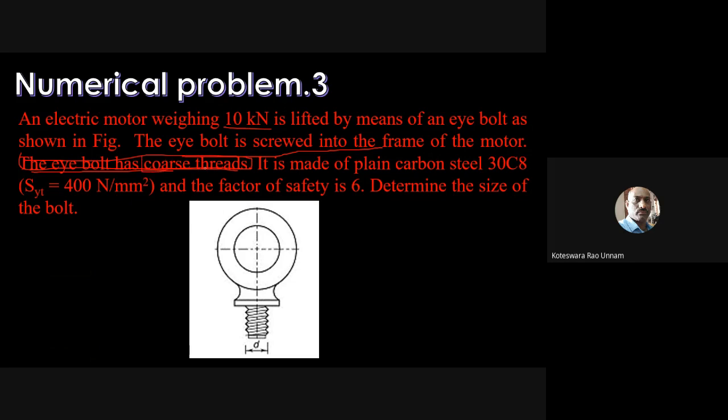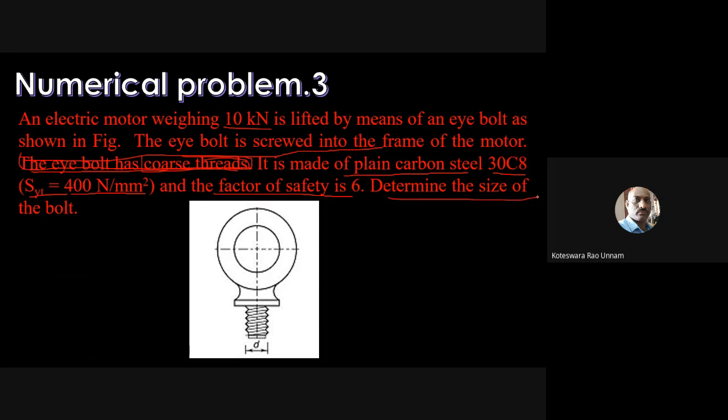This is an important point you need to remember. It is made of plain carbon steel 30C8, which has a yield strength of 400 Newton per mm square. And the factor of safety of 6 is given.